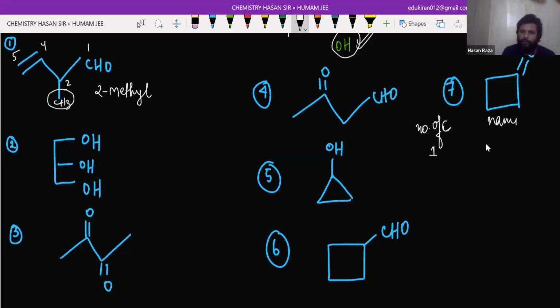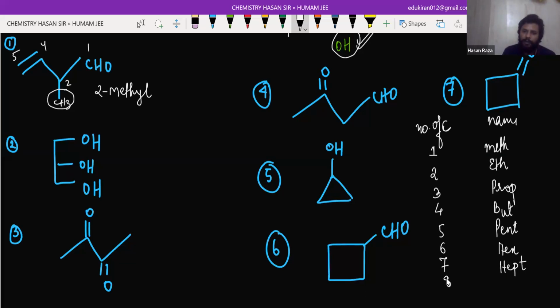If number of C is 1, we write it meth. If number of carbon is 2, we write eth. If 3, then prop. If 4, then but. If 5, then pent. If 6, then hex. If 7, then hept. Hept, it is 7. If 8, then oct. If 9, then non. If 10, then dec. Is that clear? Yes.